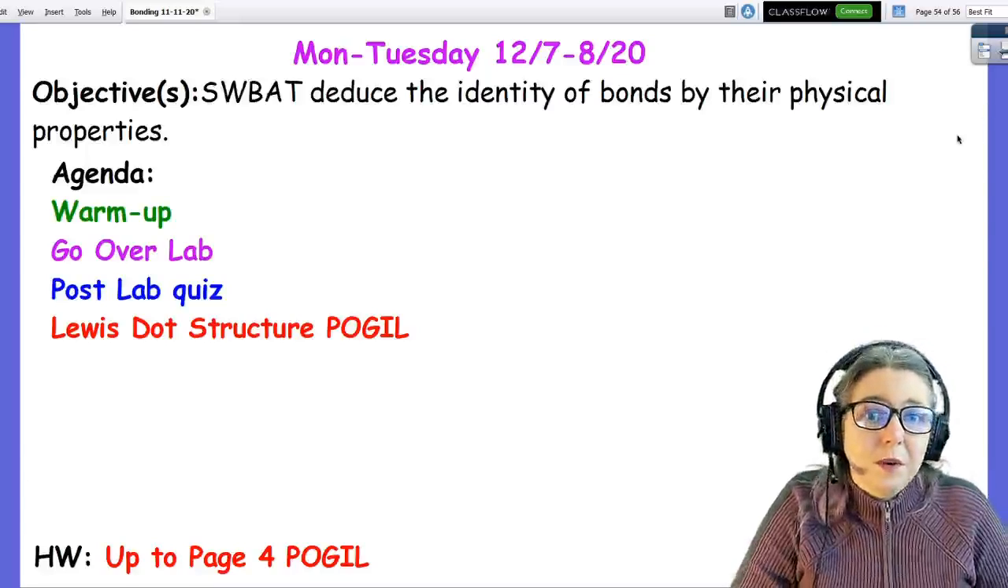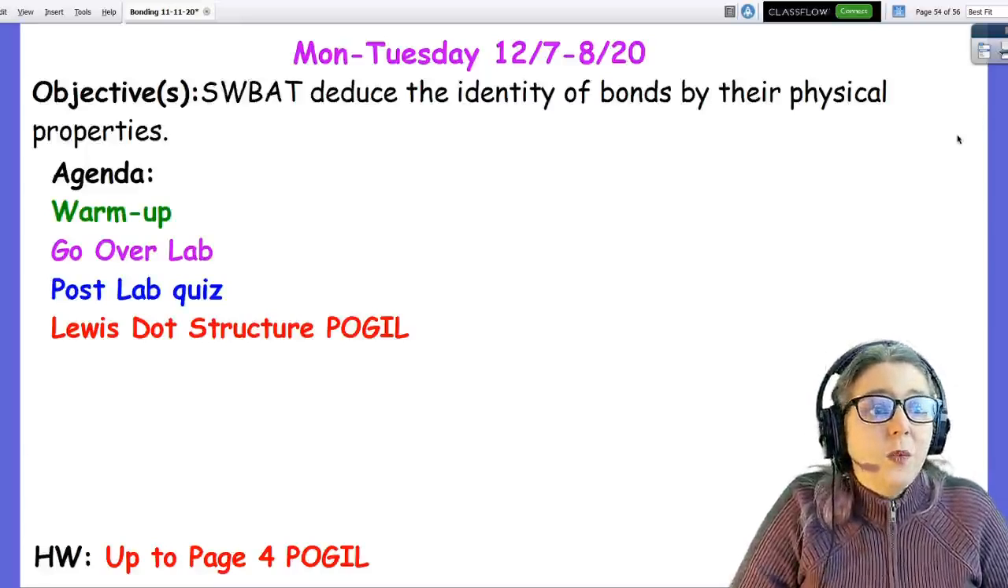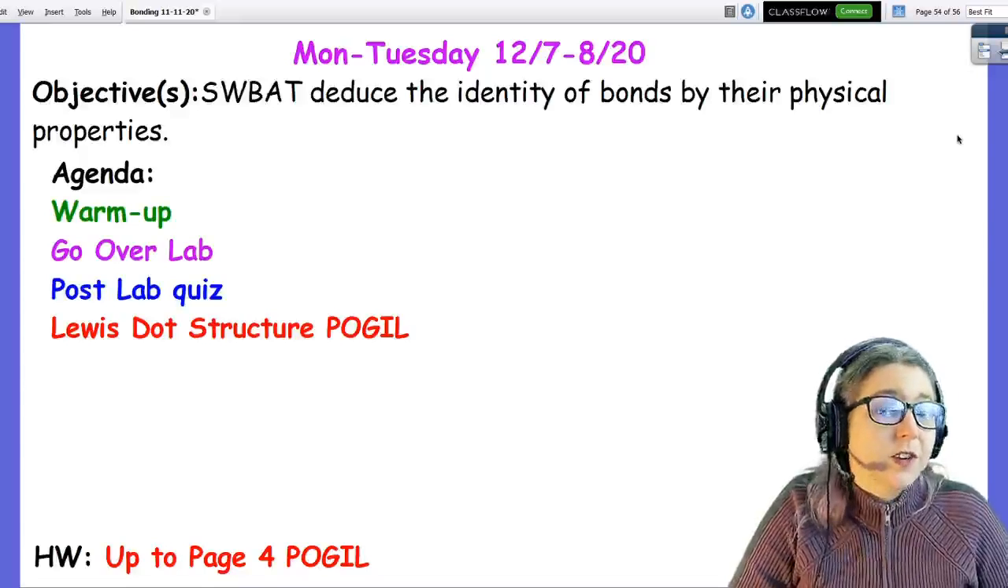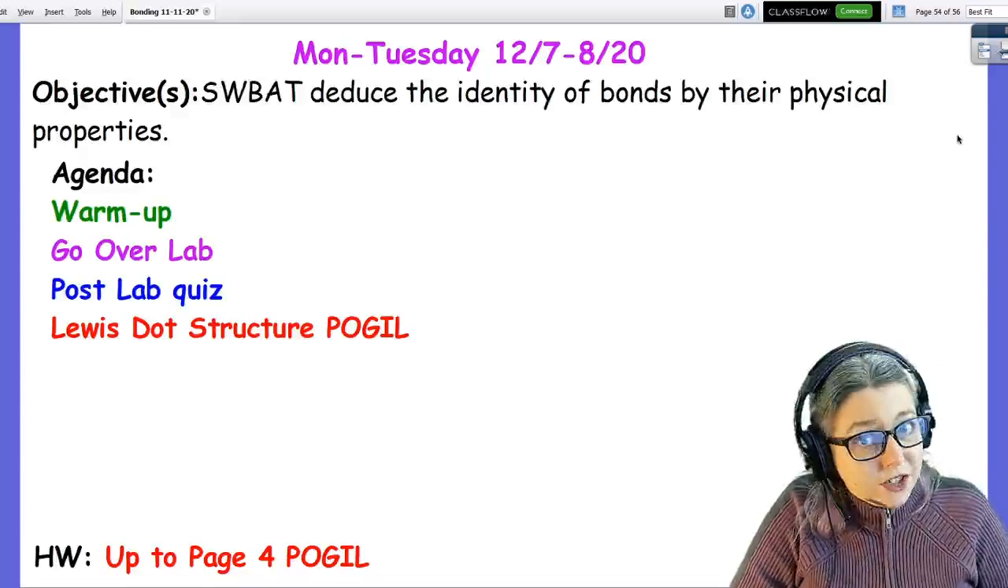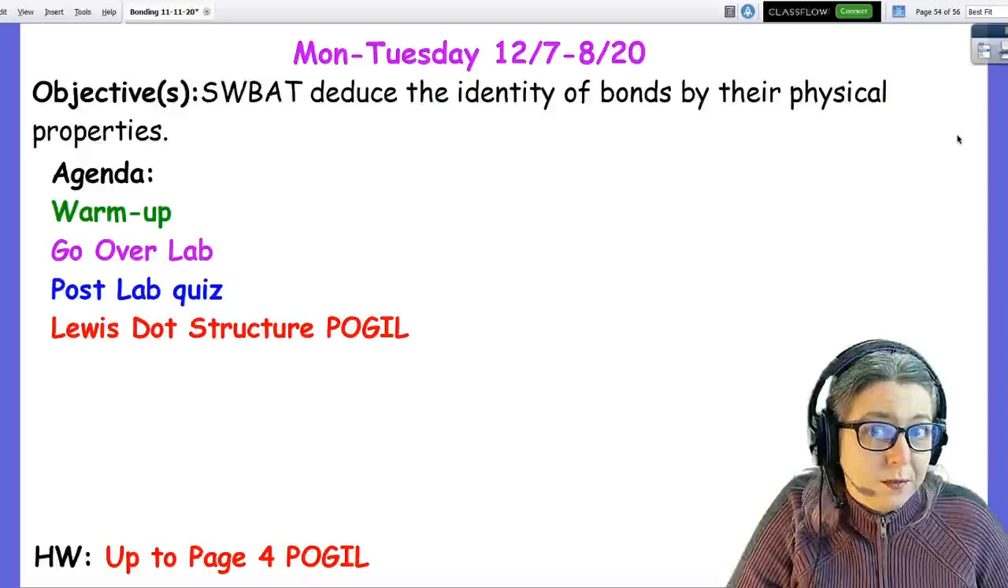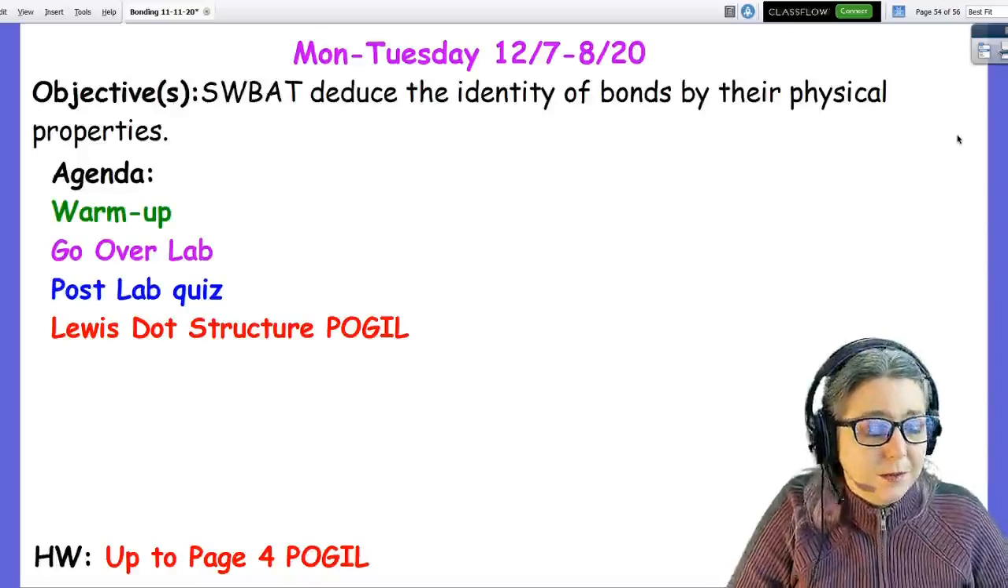So after the warm-up, we went over the agenda. We talked about our lab and then our POGIL homework. Now notice our POGIL homework is not to finish the POGIL. I only want you to go to page 4 of the POGIL, and we're going to circle back to that in just a moment.